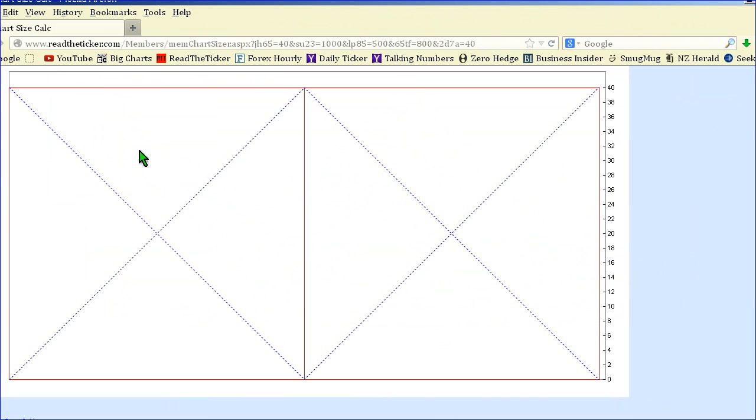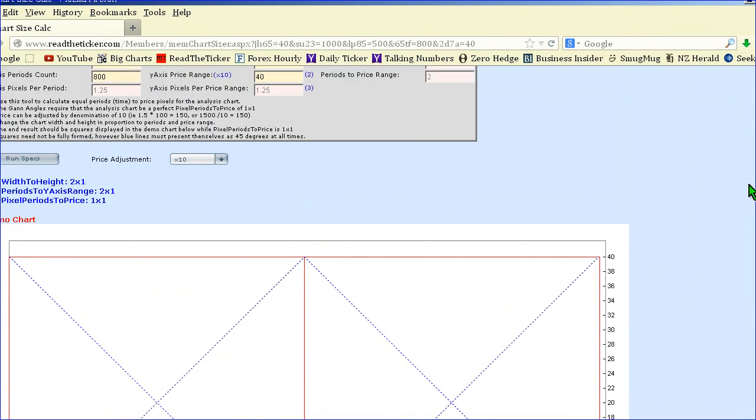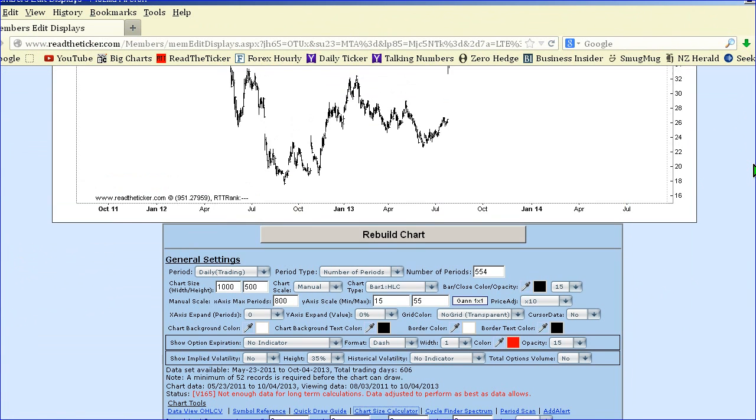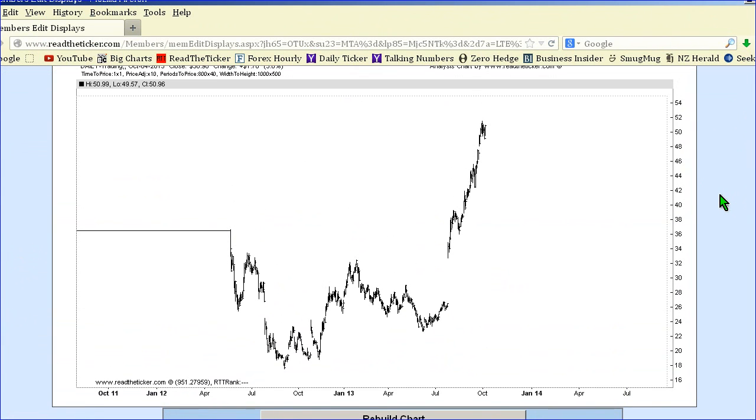Yep, there you go. So I have my two squares. That makes up a rectangle. That's because I changed the chart from 1,000 by 1,000 to 1,000 width and 500 in height. You can obviously manipulate the chart, for newbies who get a bit confused or want to learn how to scale your chart to one by one. You can change the measurements in here to work things out.